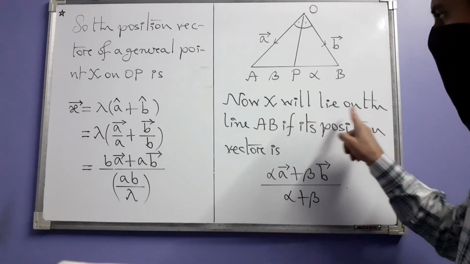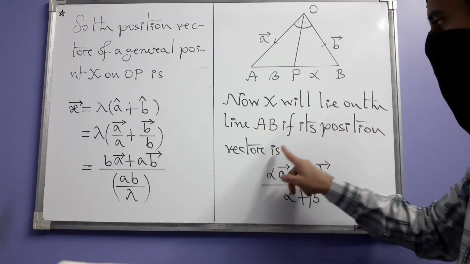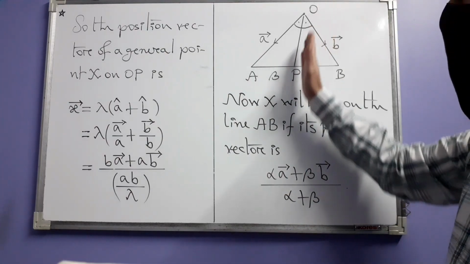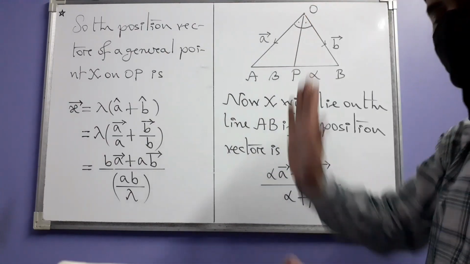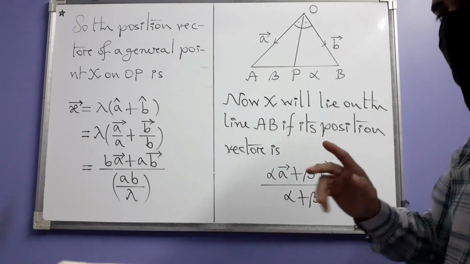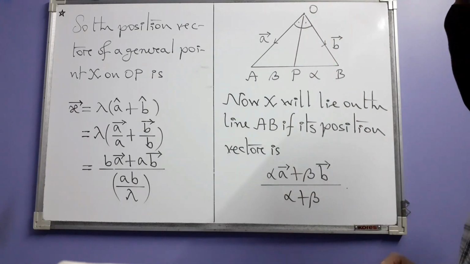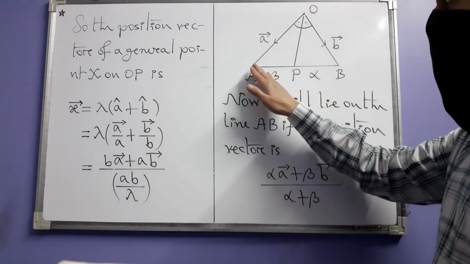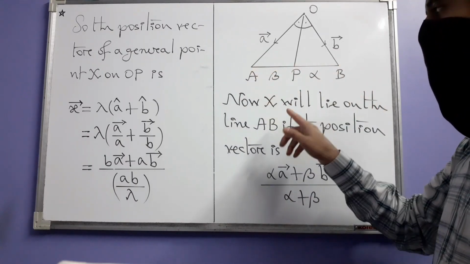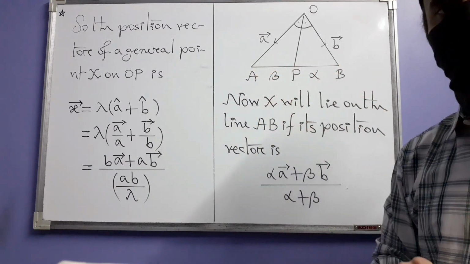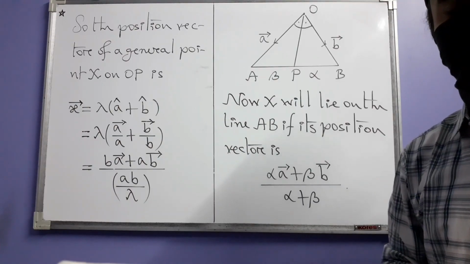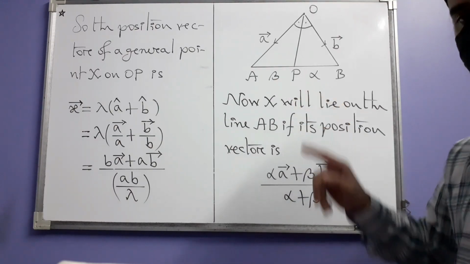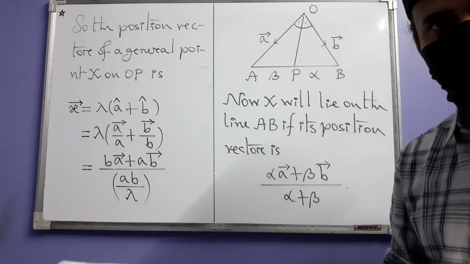Now X will lie on the line AB if its position vector is this, X being any point on OP. OP means the entire line OP, okay, not just this much, not the line segment, but the entire line OP. What if that point also has to lie on AB? That means we want X to coincide with P. What is the condition for that? If that has to happen, then the position vector of X should be equal to the position vector of P.